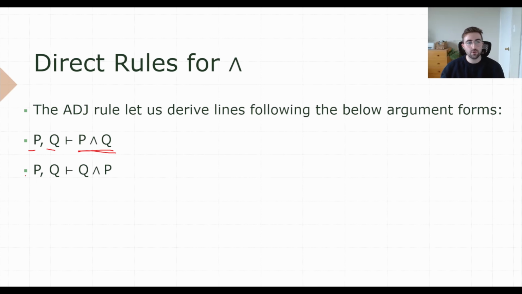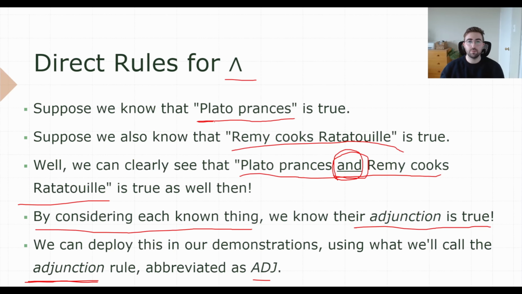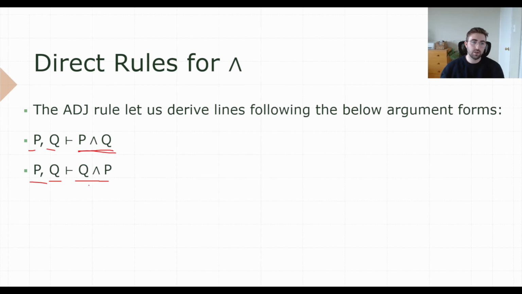You can also change the order. So if you have P and Q separately, you can make Q and P, right? So if you consider back here, I know Plato prances is true, and I know Remy cooks ratatouille is true. Then I know Plato prances and Remy cooks ratatouille is true. But I also know Remy cooks ratatouille and Plato prances is true, right? So it doesn't matter which side you put them on. Depending on the proof, one of these orders will be more useful than the other.